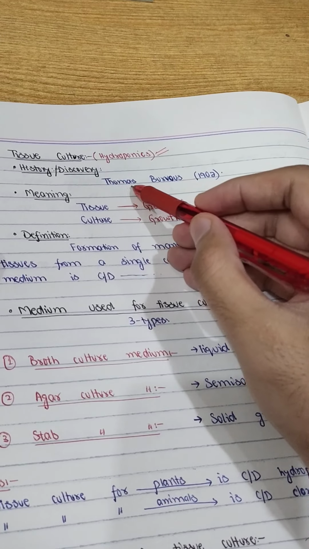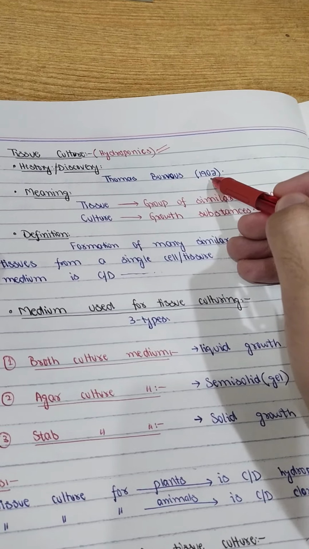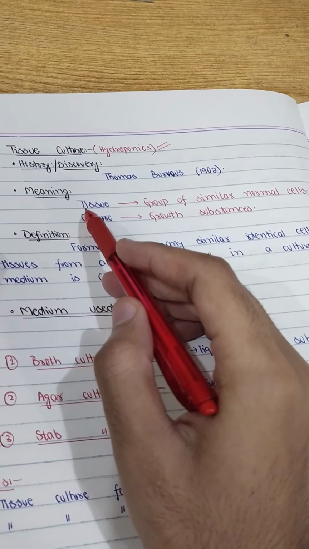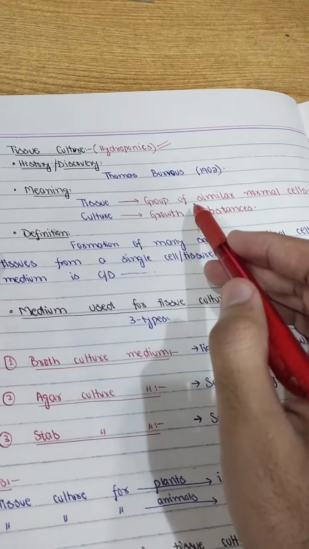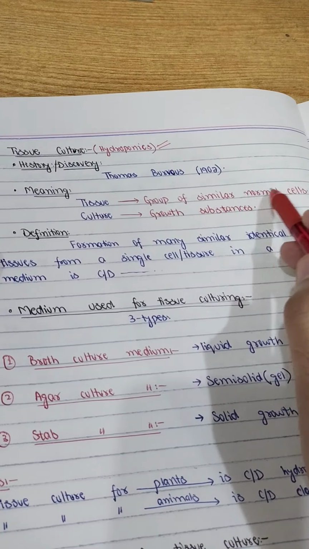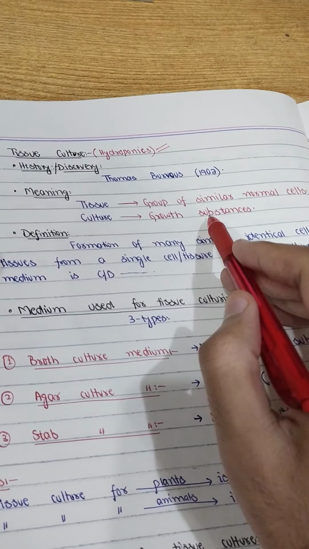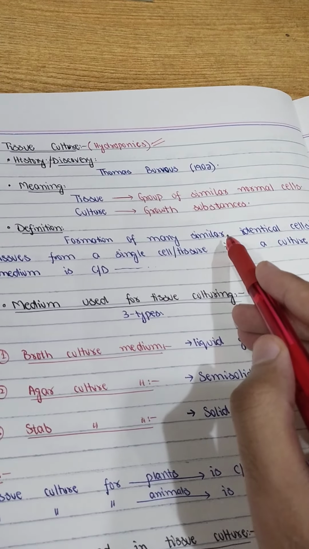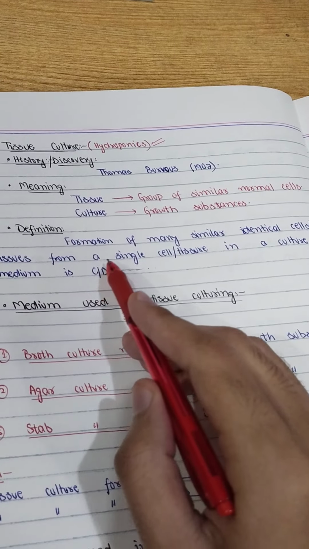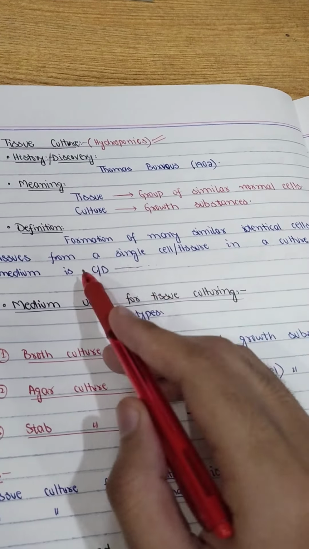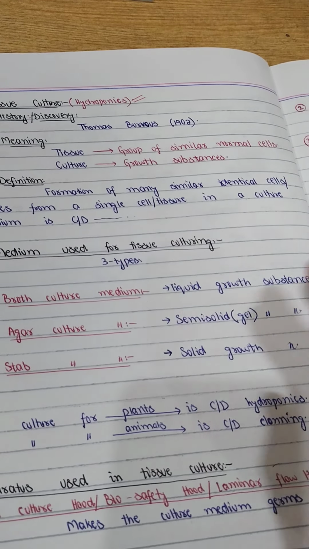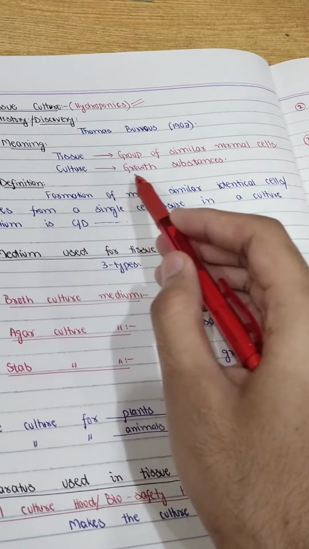Tissue culture was discovered by Thomas Bulwas in 1902. The term tissue culture is derived from two words. Tissue means a group of similar normal cells, while culture means growth substance. So the definition is: the formation of many similar or identical cells or tissues from a single cell or tissue in a culture medium is called tissue culture. Here the word culture means growth substance.